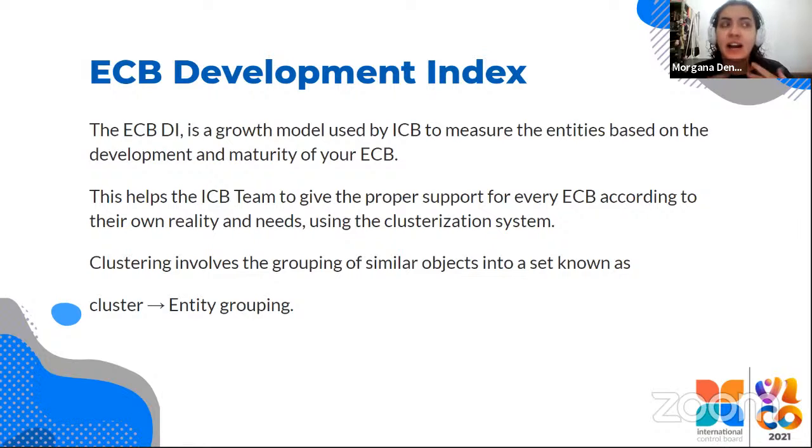And of course, clustering basically involves grouping similar objects, similar entities, into a set known as a cluster. So for example, when I have cluster 1, the entities who are part of cluster 1 are more similar between them than between entities from cluster 1 and cluster 3. So that's why they are grouped together, because they have similar parameters that allow us to work together with them.